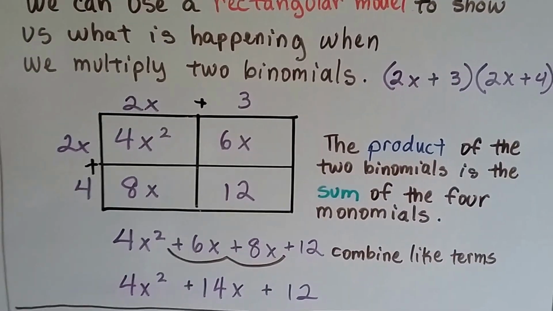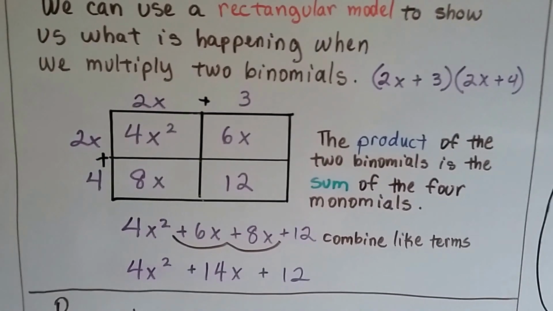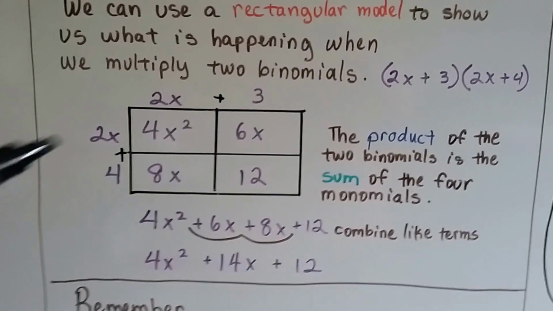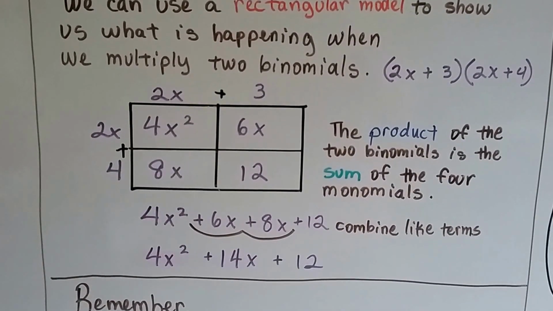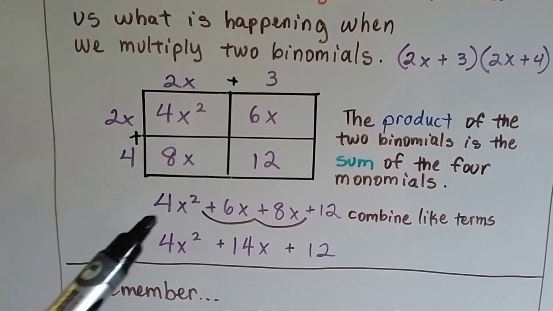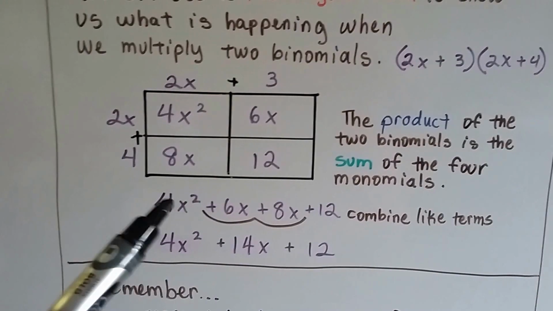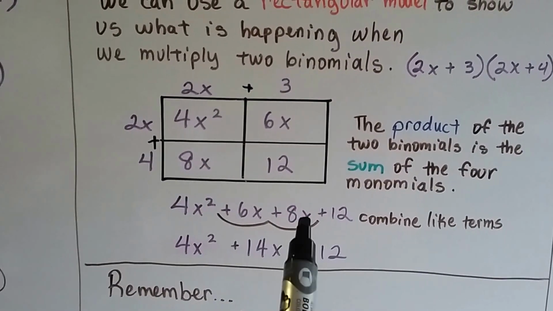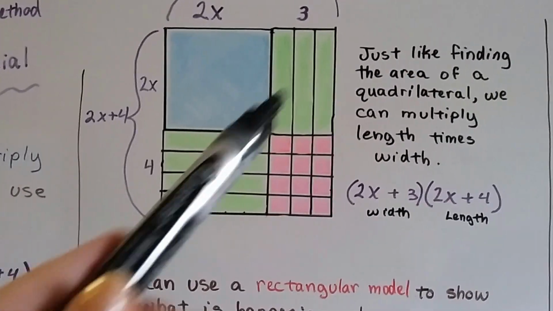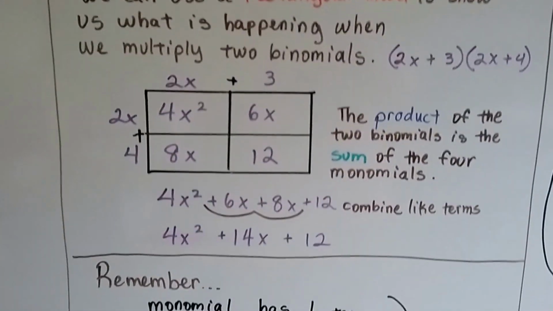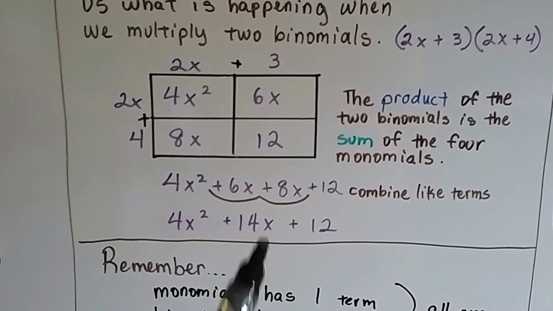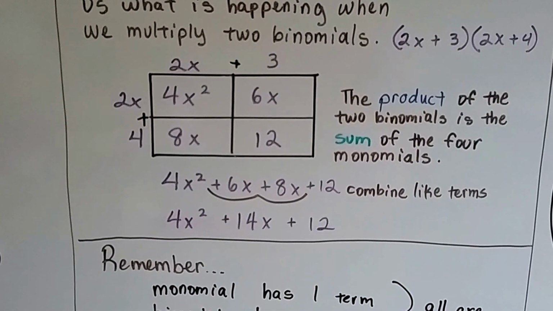Now all we have to do is combine like terms. The product of the two binomials is the sum of the 4 monomials. So we ended up with 4 monomials. We need to put them in order. And we can do it in descending order with the exponent that's the largest first. And we see we have a 6x and an 8x. That would be the green ones. They're going to be combined as like terms, see? And 6 and 8 is 14. And with exponential notation, the x just comes along for the ride, doesn't it? And then we have our plus 12.